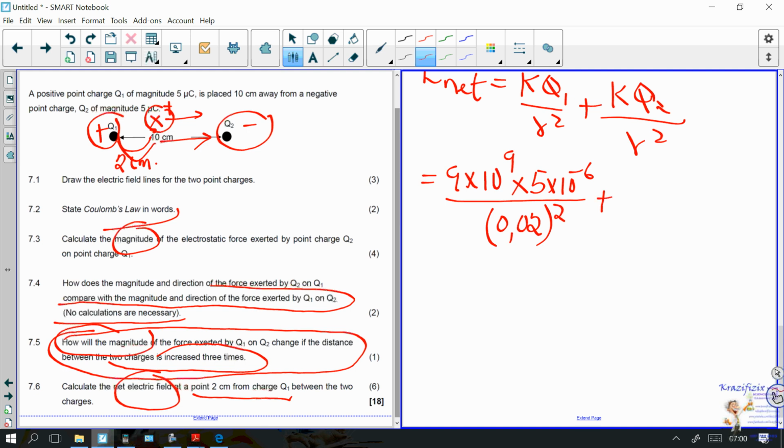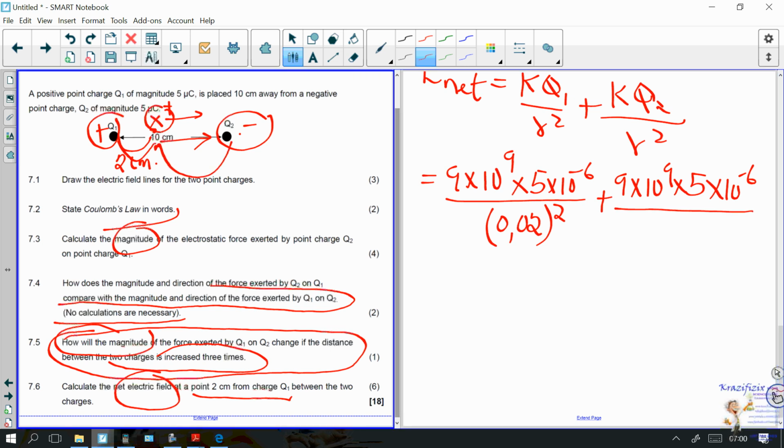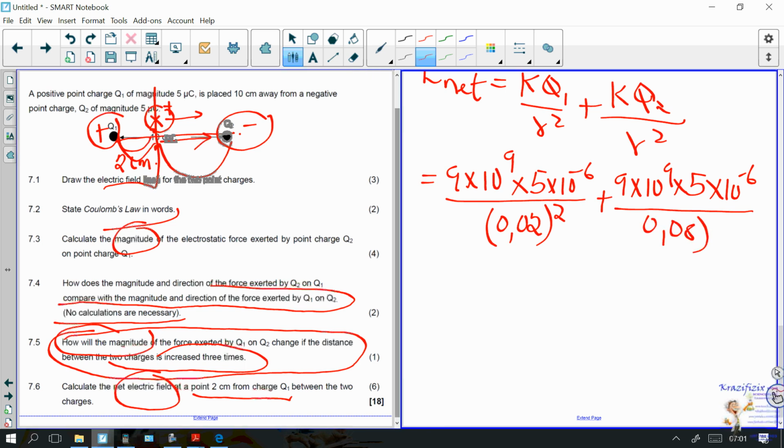Plus 9 times 10 to the power 9. What is my Q2? Again, it is 5 times 10 to the power negative 6. But the distance between Q2 and X now is 8. Remember, the whole distance here is 10. The first section is 2. We are left with 8. So that is 0,08 squared. All right.